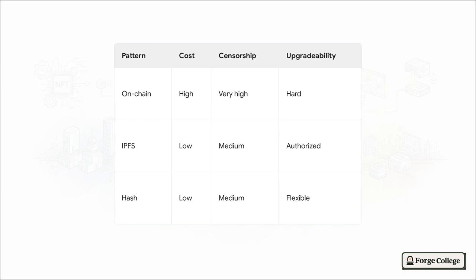On the flip side, we have pointer-based systems like IPFS or hash-on-chain models. These are incredibly cheap to update, mostly because you're just changing a tiny reference or a little hash instead of a whole image. But the trade-off, you're now totally dependent on off-chain hosting and pinning services. So it's this constant balancing act between gas costs and decentralization.